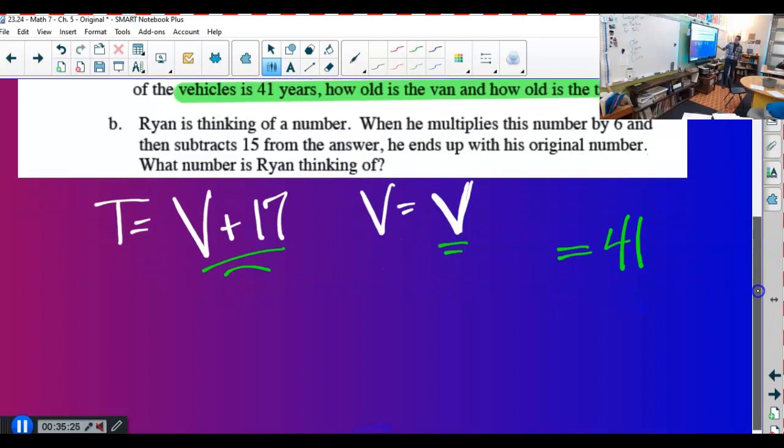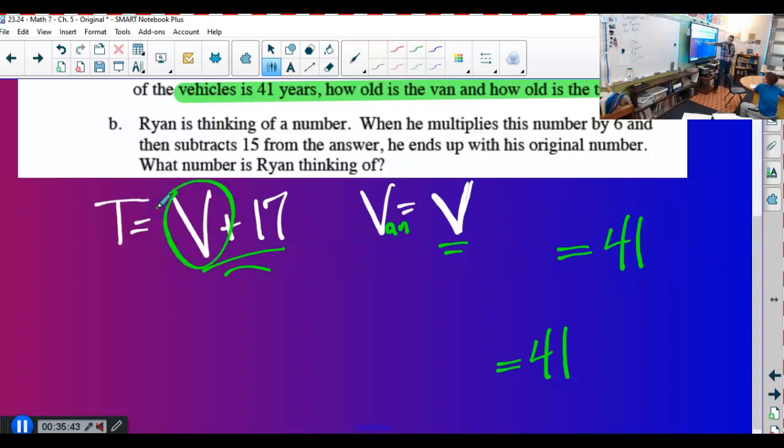Now to put them together, how many V's do I actually have? This is just V equals V. I could make this say van equals V, and that might help you guys. I have two, but I have this V from the truck, and this V from the van. So we have 2V plus 17.